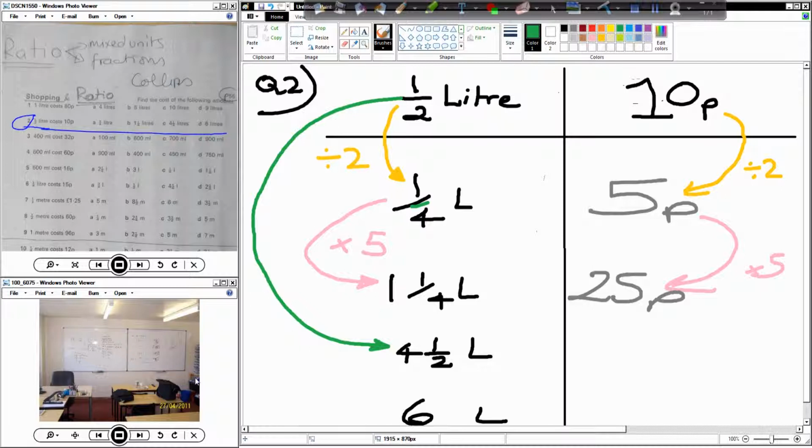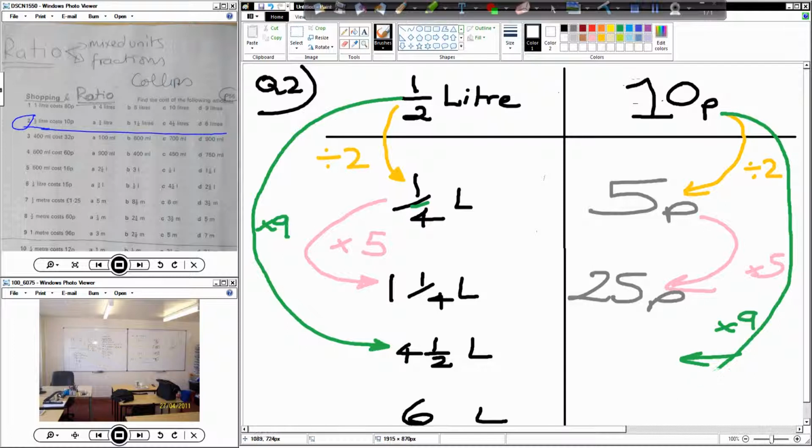How many halves are there in 1 whole? 2. So how many halves in 4 wholes? 8. And the extra half makes 9. So there's 9 halves altogether. So what do I do here? I multiply by 8. 9. Oh, yeah, 9. Oops, it should be actually going this way. So the answer is going to be times by 9.